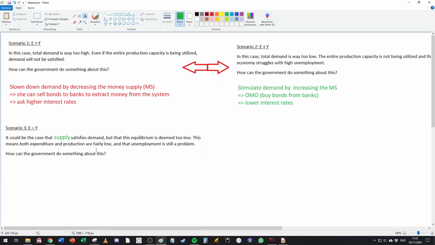So there is an equilibrium right now, but the monetary policy makers are like, the European equilibrium is quite low if we compare it with the American one. We want to stimulate everything even more. So this means both expenditure and production are quite low right now, and unemployment might be still a problem.